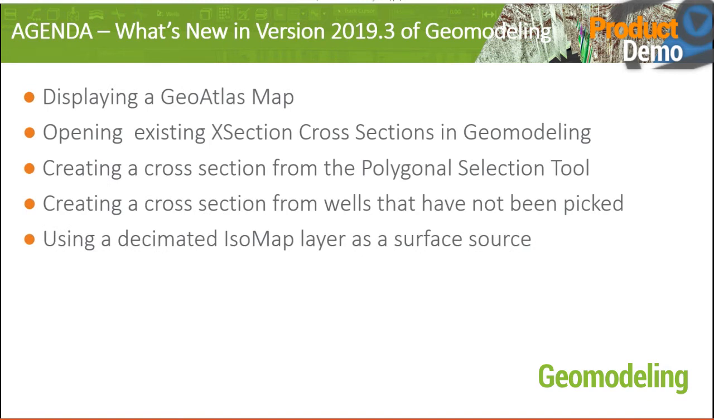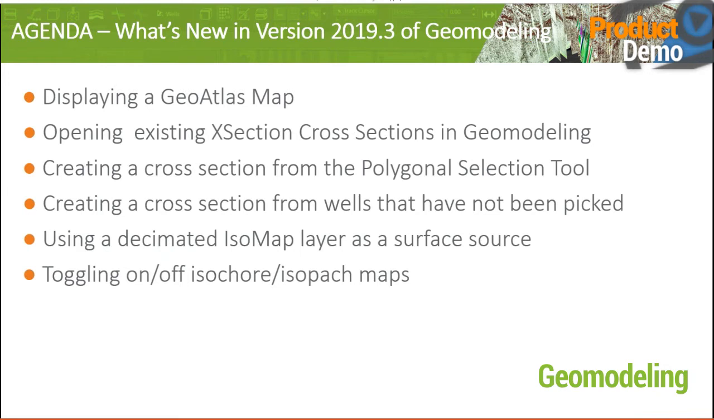We've always been able to use isomap layers as a surface source in Geomodeling, and that's been a great boon because you can bring in surfaces from other applications. However, if you have a large area with a very large isomap grid with many hundreds of thousands, if not millions of grid nodes, sometimes the loading of that isomap layer is very slow, particularly if you're using that isomap layer for part of your modeling. Now we can actually decimate the isomap layer in a north-south, east-west grid direction, so it very quickly loads and also models much more effectively.